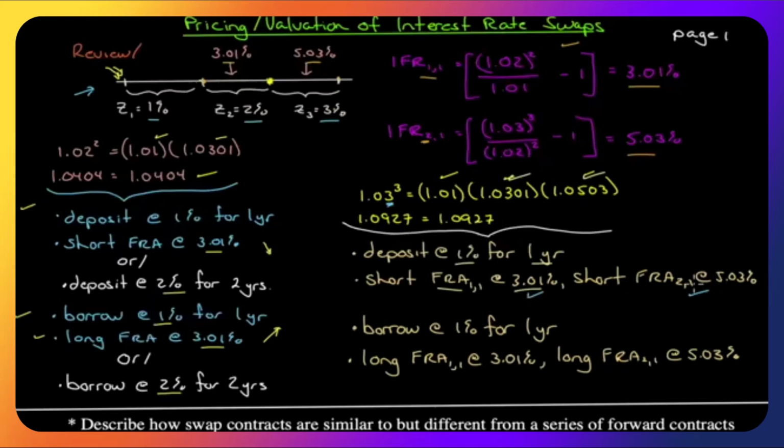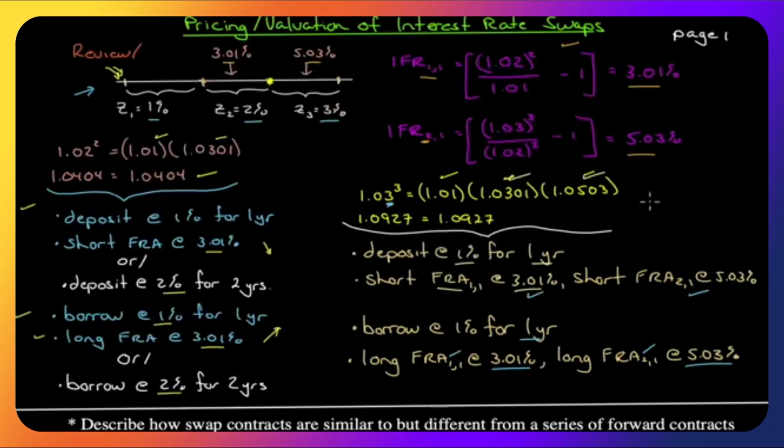We have to involve 2 other contracts. If we're borrowing, we can borrow at 1% for 1 year and simultaneously go long the 1 year FRA 1 period out and go long the 1 year FRA 2 periods out at 5.03. Do you see the problem with all of this? Multiple contracts with multiple rates.